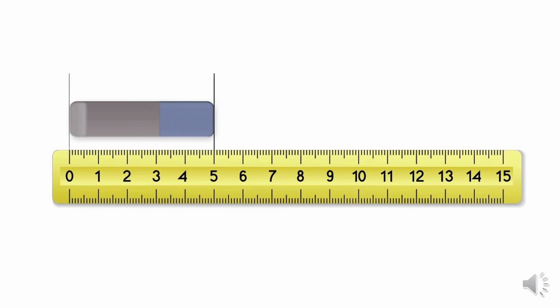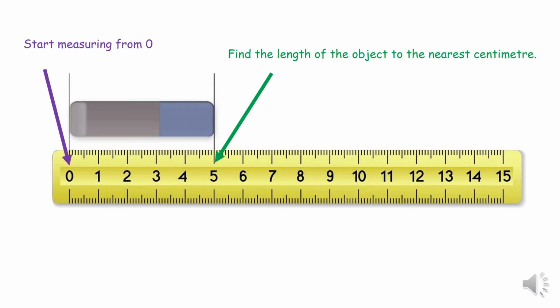So have a look at this rubber here. Do you think this has been measured correctly? Have we lined it up against 0? You're right, we have. We started measuring from 0 centimetres. And we can find the length of the object to the nearest centimetre. This rubber is exactly 5 centimetres long.